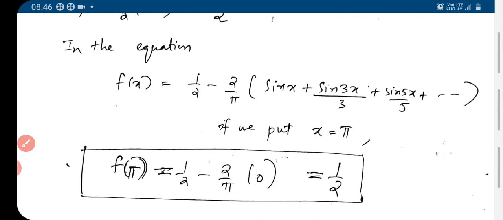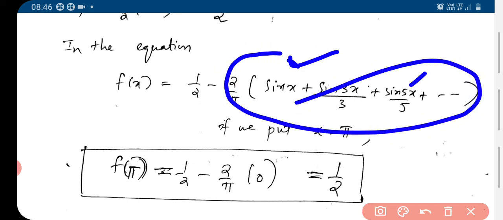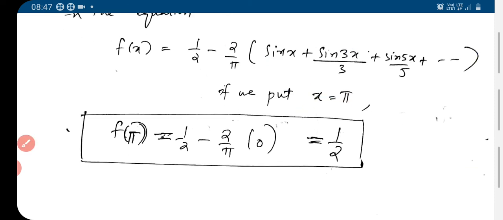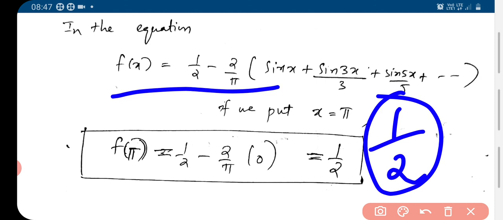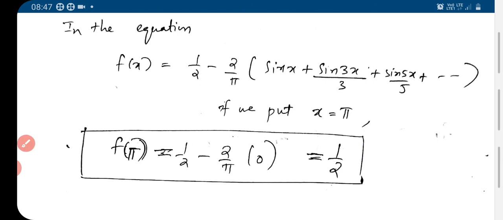So in the series, if you put x equal to pi, naturally this will be 0. See, sin pi, sin 3 pi, sin 5 pi, all these are 0. So f of x you are getting as half. And by Dirichlet's theorem as well, you are getting the same value. What you are getting at the point of discontinuity by Dirichlet's theorem is half. This one is also giving you half if you put x equal to pi. So that's correct. Dirichlet's theorem is the correct one.